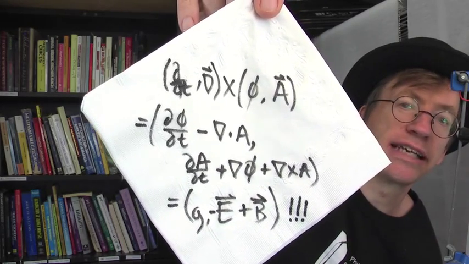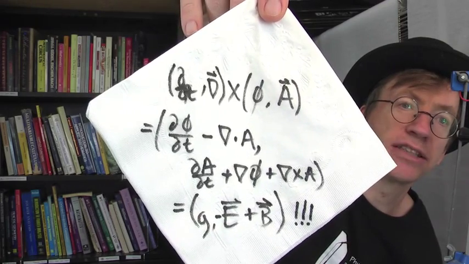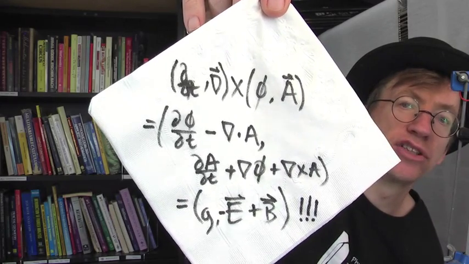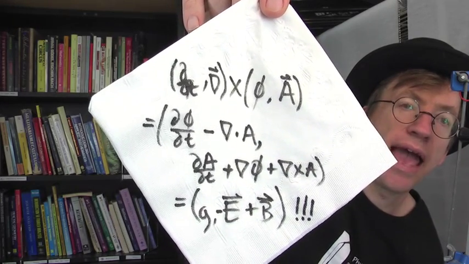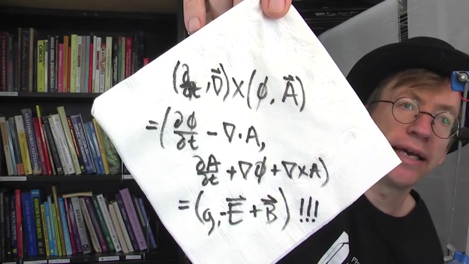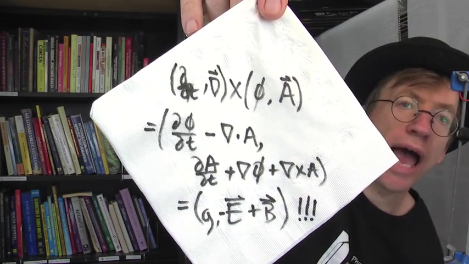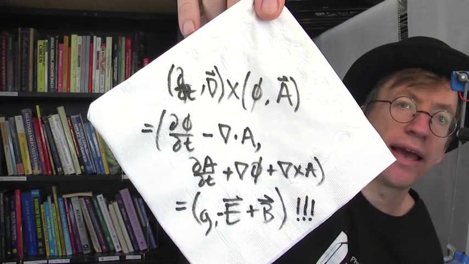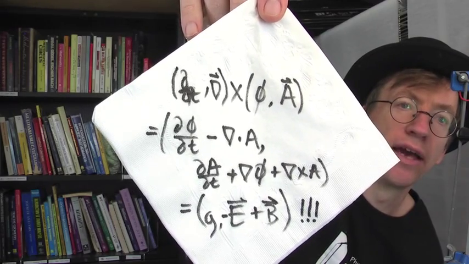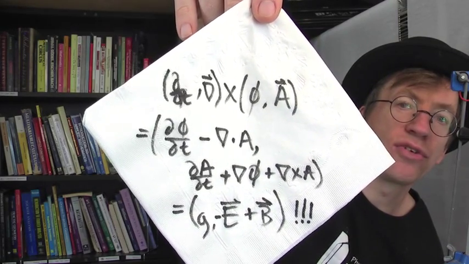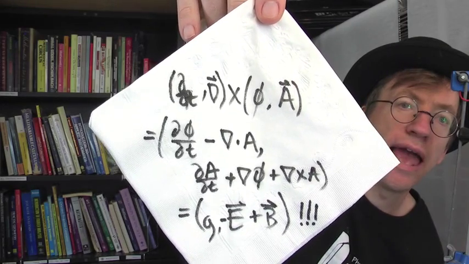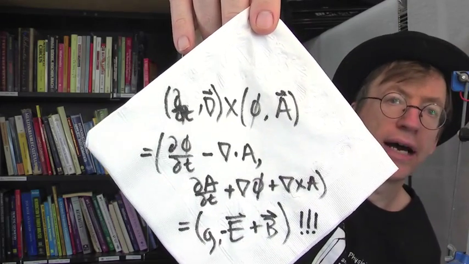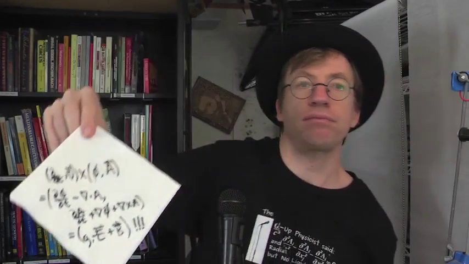And you multiply those things together, and you do first minus last, so that's d phi dt minus del dot A. Okay, that is known as a gauge term. And then for the vector part, it's outie, innie, cross. So outie is dA dt, innie is grad phi, and cross is curl of A. Great. And those are the electric field and the magnetic field that show up so often in physics.